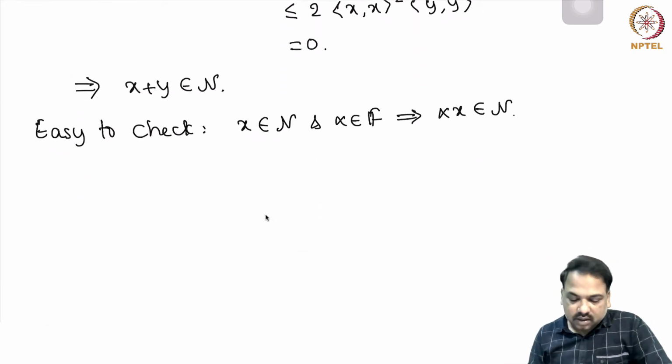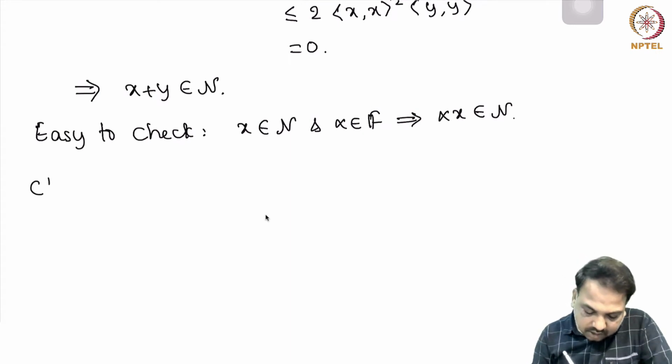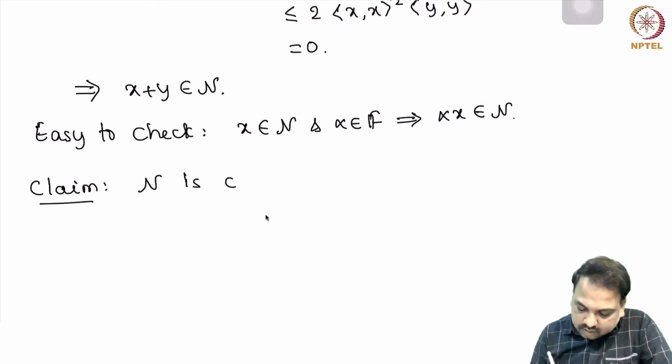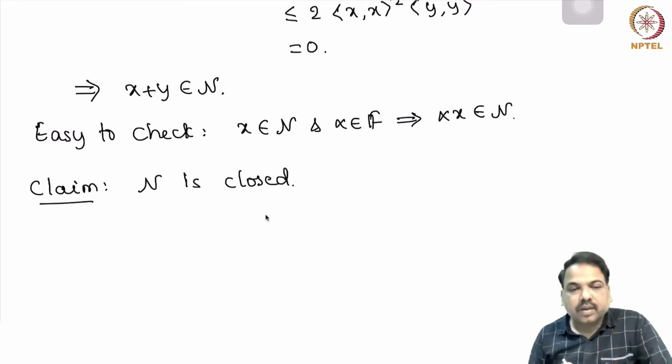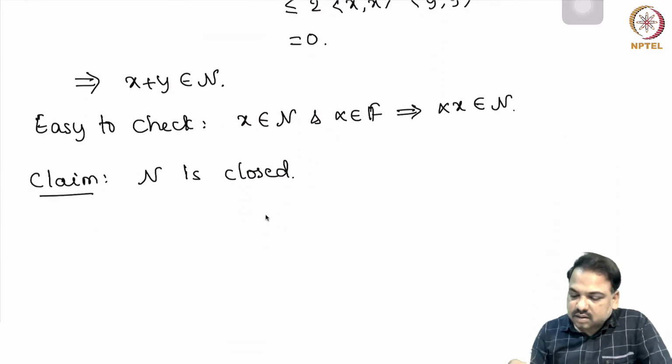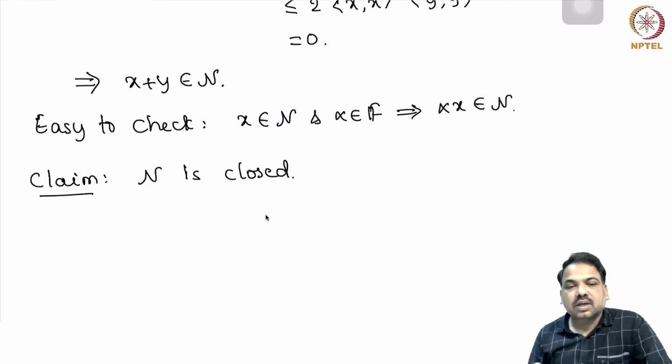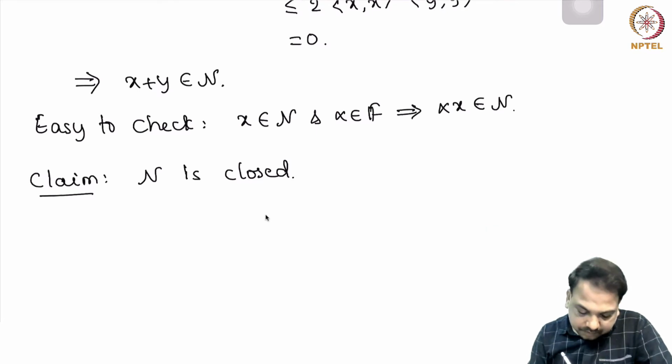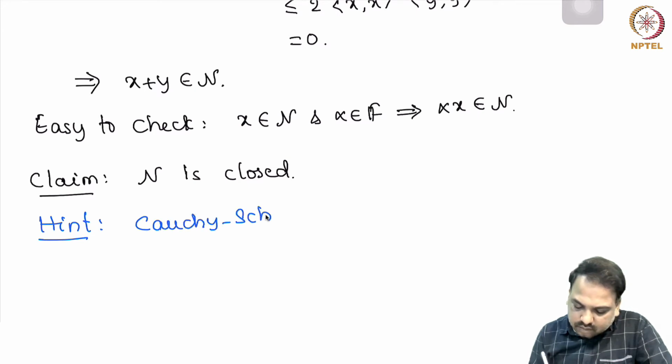Now we want to show that N is closed. Next claim is that N is closed. But this can be easily proved by using the fact that the semi-inner product is continuous with respect to two variables, which again follows from the Cauchy-Schwarz-Bunyakovsky inequality.